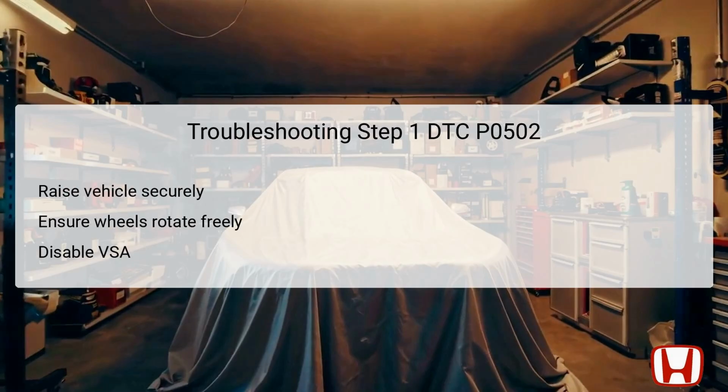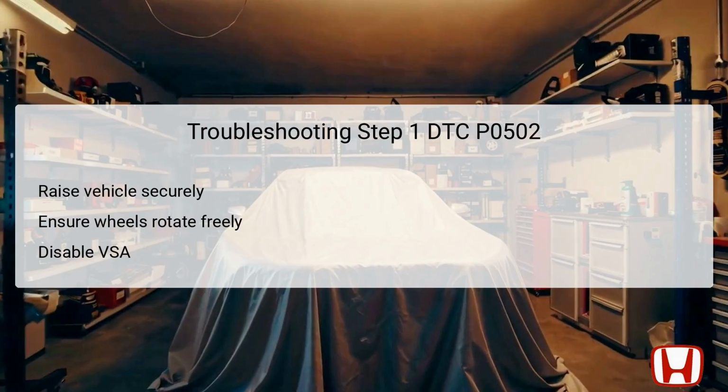The first step in troubleshooting DTC P0502 requires the vehicle to be raised on a lift securely. This is essential for safely accessing the undercarriage and components involved in the transmission system. Once elevated, it's important to ensure that all four wheels can rotate freely, as this allows for accurate testing of the transmission behavior during the diagnostic process.